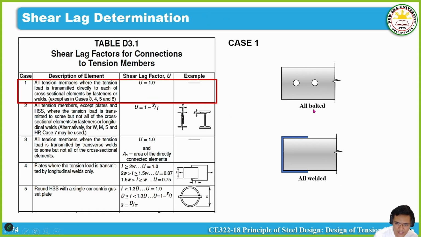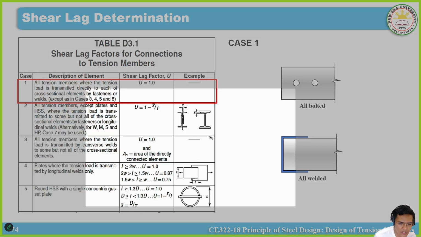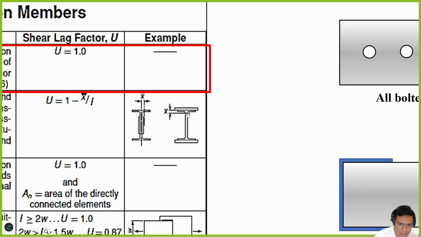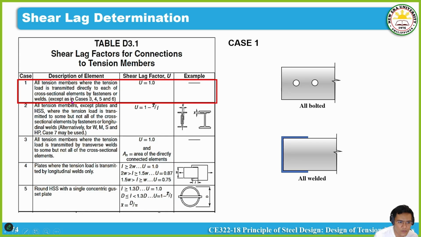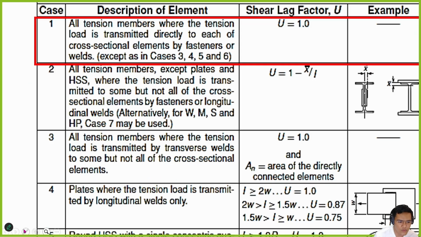We have tension plate, all bolted and all welded. Okay? So applicable din siya sa ibang section, guys. Halimbawa for wide flange shape, but you need to make sure na lahat ng elements niya is directly connected. Otherwise, hindi applicable yung case 1. Okay? Sige, so let's proceed to case 2.